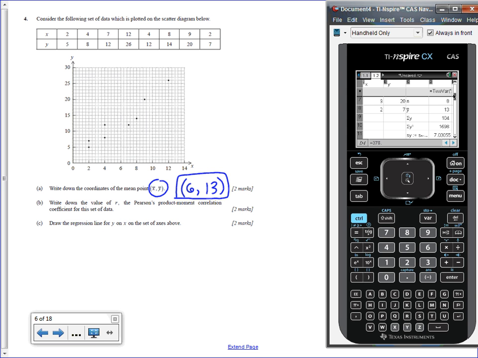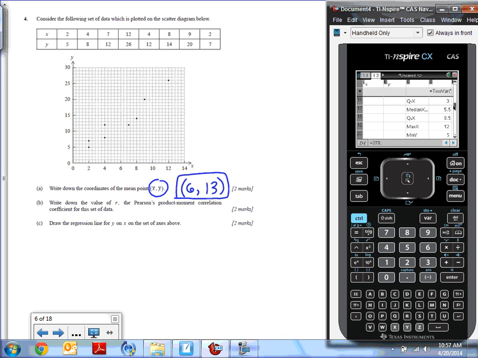Okay? So you get a mark for having the X mean right and a mark for having the Y mean right. Then it asks us to write down the value of Pearson's correlation coefficient, so R. We don't have R on this screen. We haven't chosen the right statistics calculation here. Oh wait, we do have R on the screen. This is great.